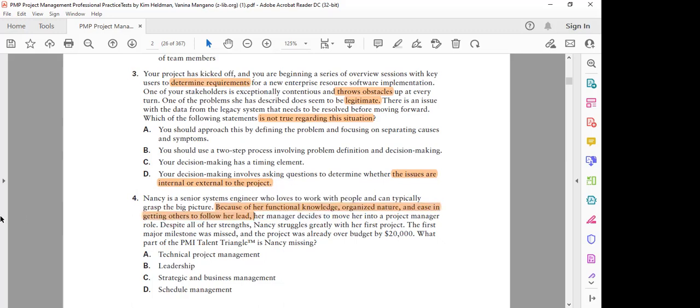So we have three components of the PMI triangle: technical management, leadership, and strategic and business management. Yes, Naveed, you are correct. She has everything except that. People follow her, so she has leadership qualities. There is nothing called schedule management. Now remaining is technical project management and business management skills.